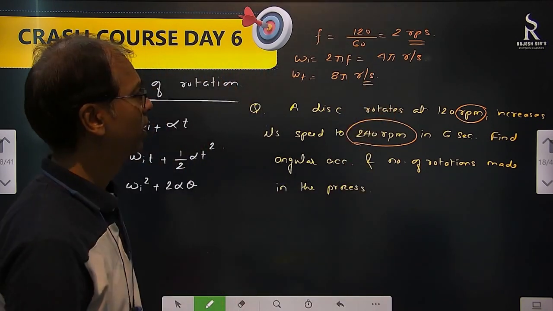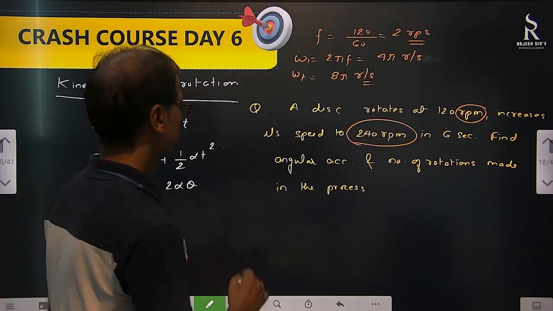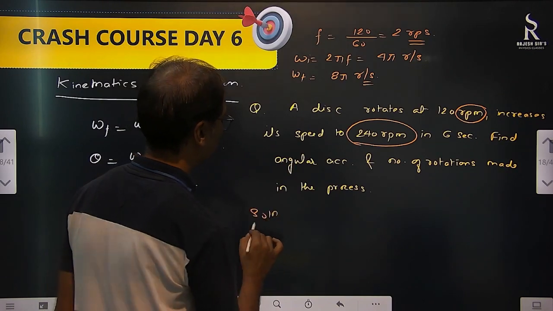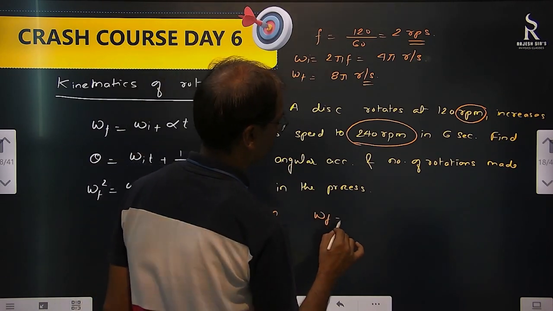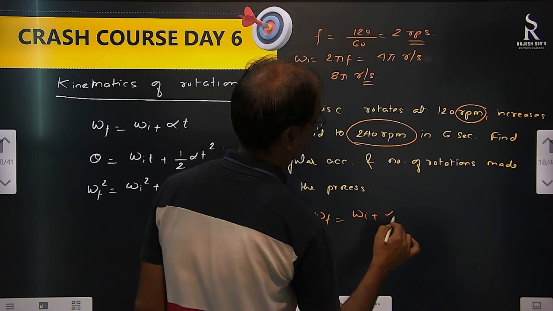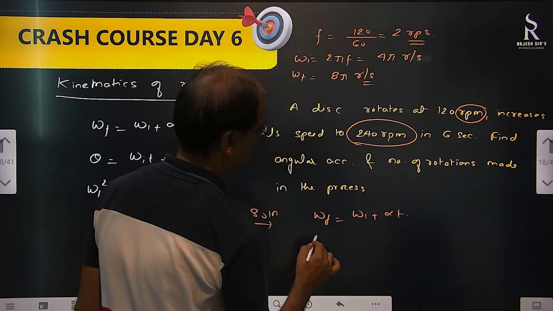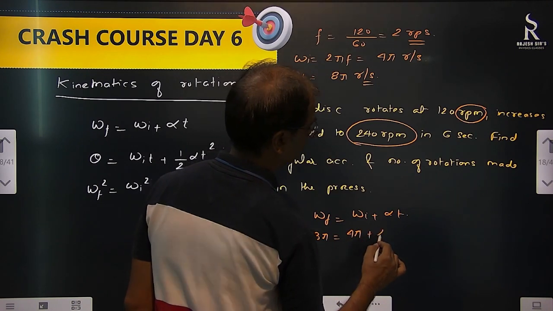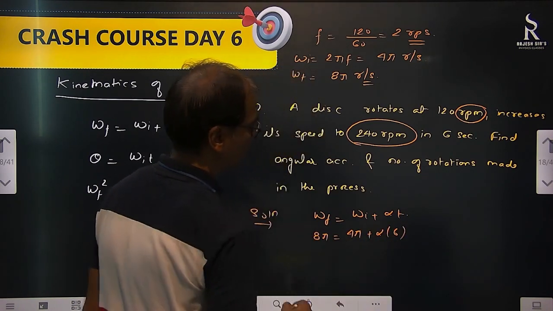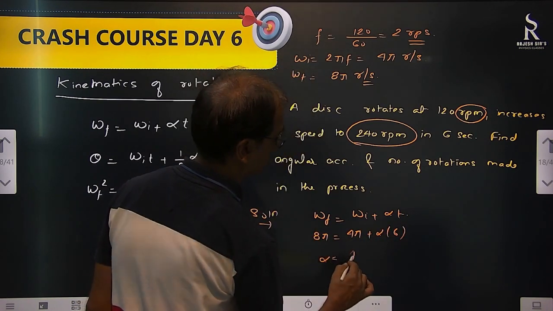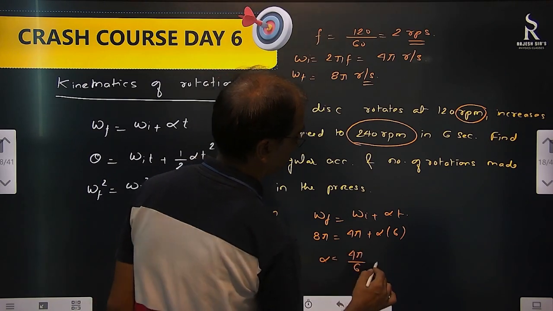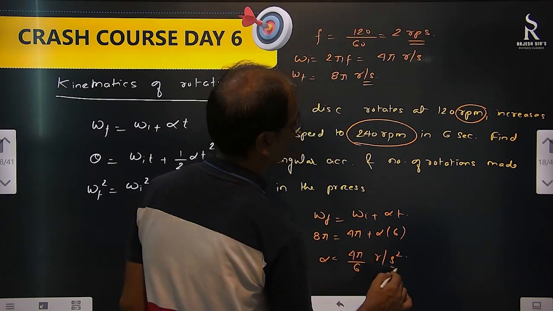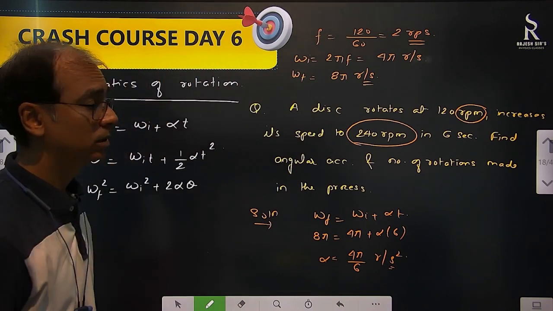Omega initial, omega final, both we know, and time is also given. So then what is there? First equation you will use. Omega final equal to omega initial plus alpha t. What is that? 8 pi. 4 pi plus alpha into 6. So alpha value is 4 pi by 6 radian per second square.